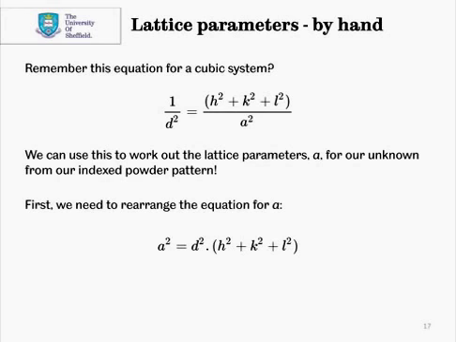So we've got now our peak positions, and we've got our Miller indices for this mysterious metal. We looked at this equation earlier on briefly: 1 over d squared equals h squared plus k squared plus l squared over a squared. We can use this equation to manually calculate the lattice parameter a for our unknown powder pattern. First of all, we need to rearrange the equation for a, so it becomes a squared equals d squared times h squared plus k squared plus l squared.